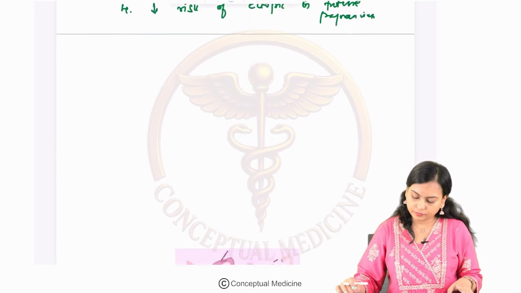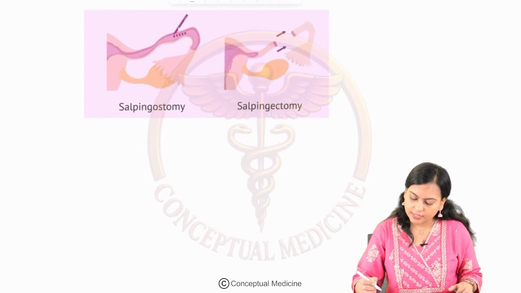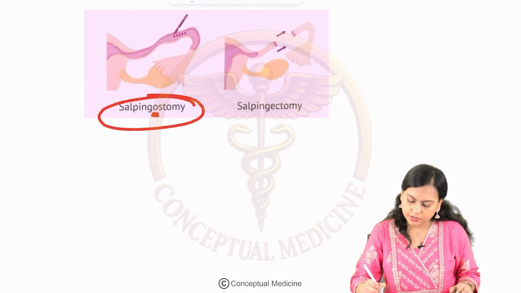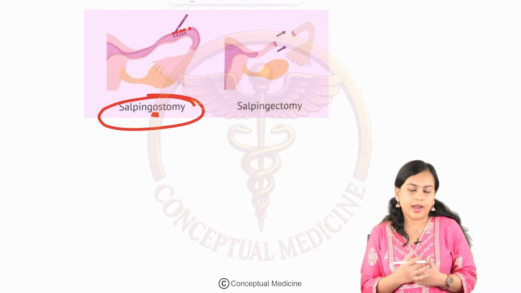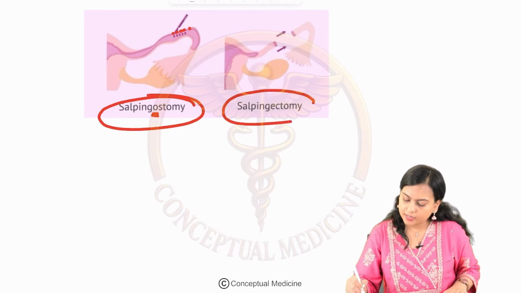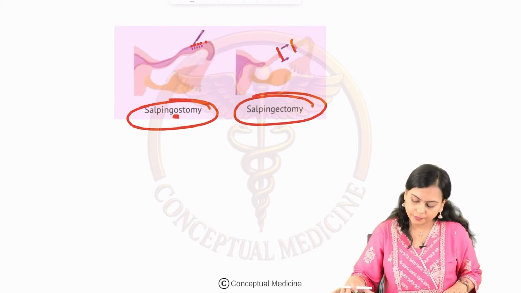So, this is a picture of salpingostomy, it's a hole, right? So, we will be just putting a hole here. Okay, most of the times you can do it by hydrodissection, and you can leave it unsutured also. Okay, and this is salpingectomy, where you will be cutting off the tube completely. Clear?